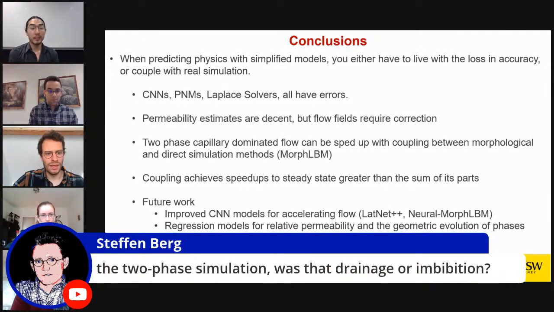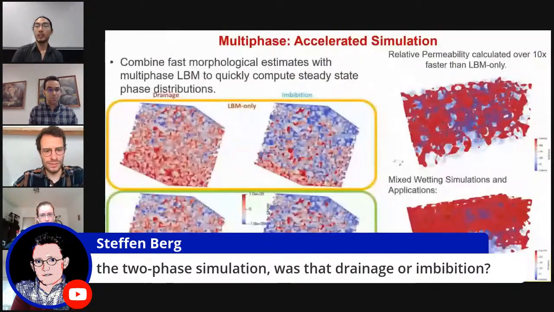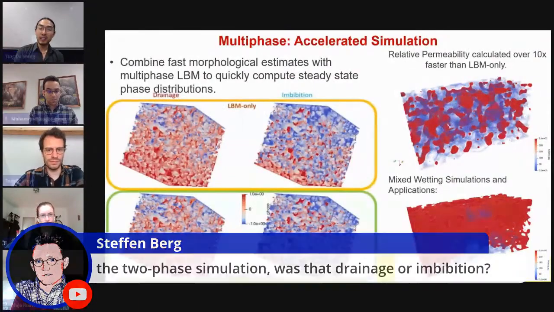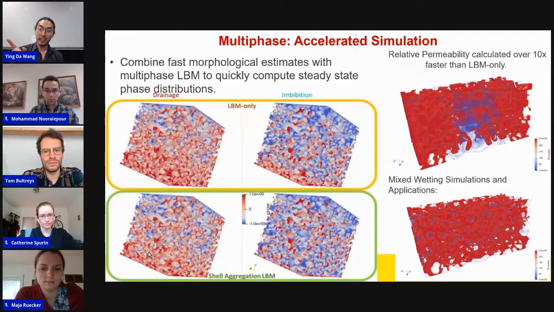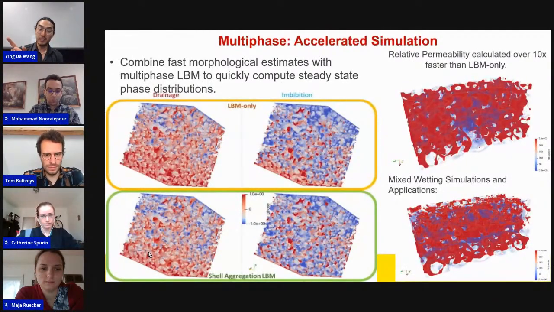He's asking if the two-phase simulation was drainage or imbibition. If you let that animation go for long enough, you'll see that it's both. Right now it's doing a drainage, as you can see, and if you give it a moment, there's the imbibition.